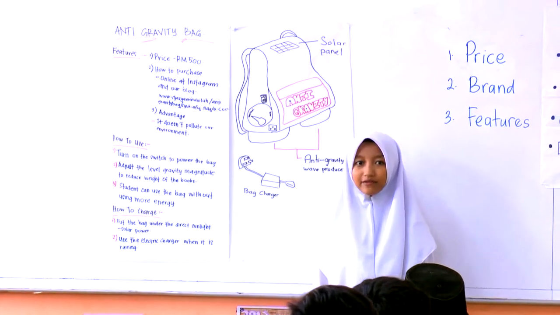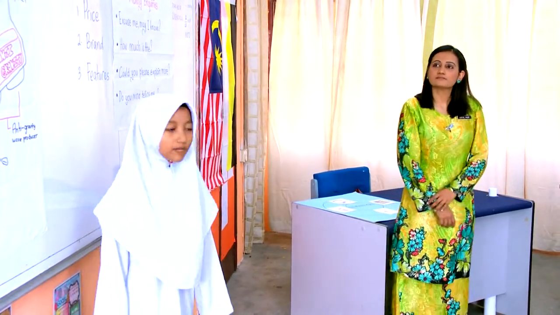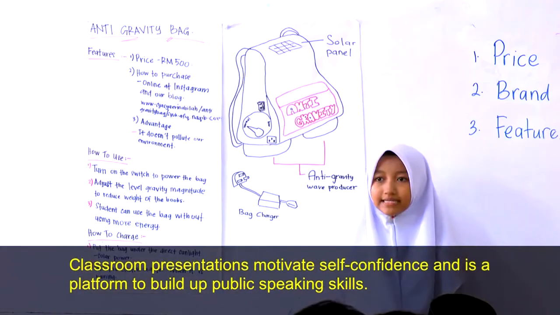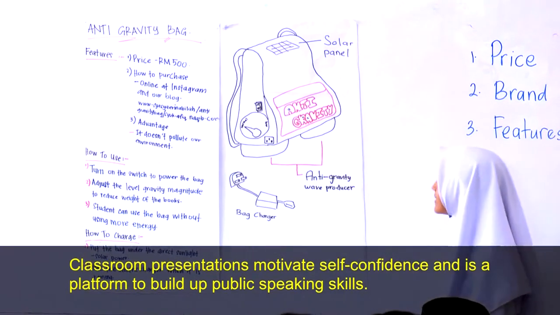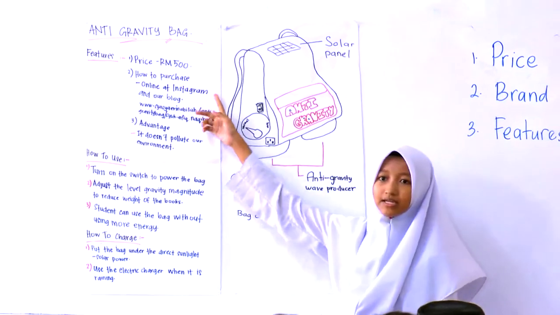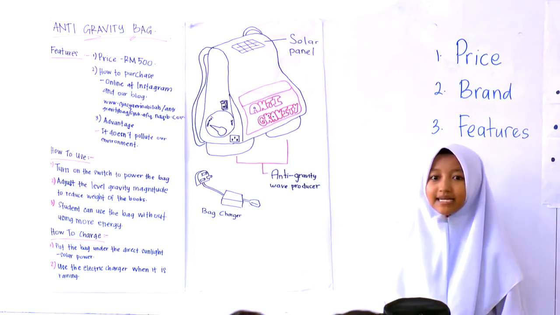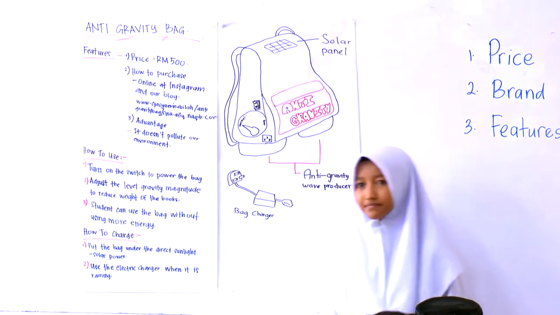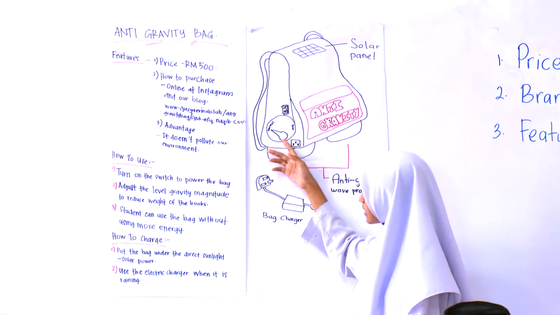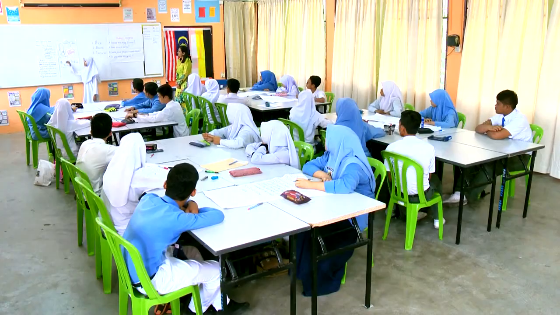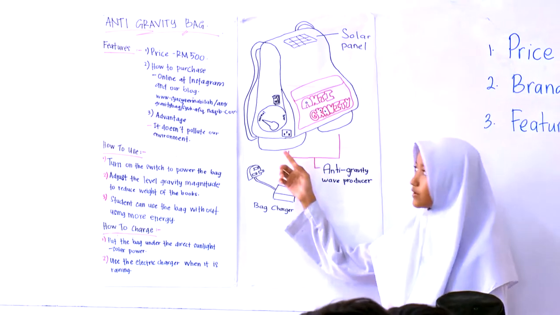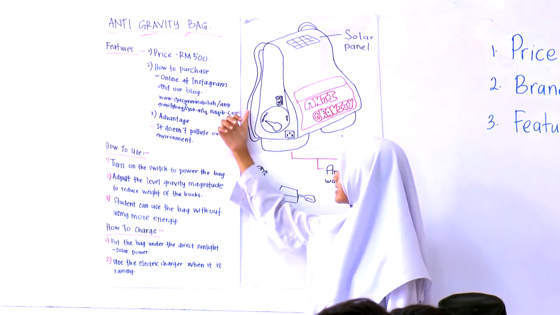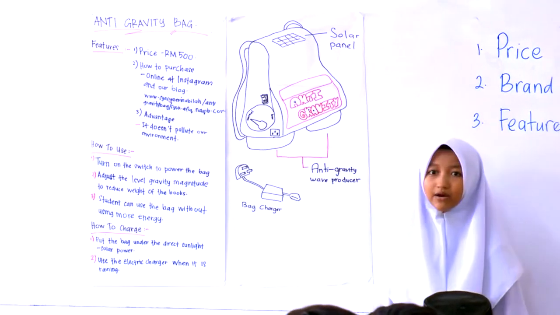Assalamualaikum and very good afternoon to everyone. I'm from Group 1 and present about anti-gravity bag. This is the anti-gravity bag. The price is only RM500 Malaysia. I think that it's not very expensive because the anti-gravity bag has solar panel, bag charger and gravity level magnitude. How to purchase this bag is, you can visit this bag at online Instagram and our blog.